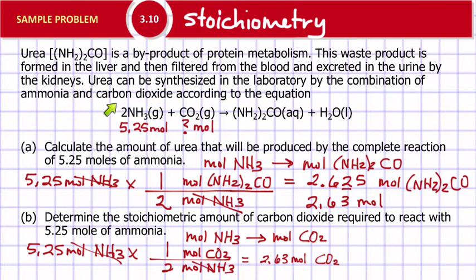If I look at this equation, these answers should make sense. It should take the same number of moles of CO2 to react with that amount of ammonia as the number of moles of this that are produced. Because this says for every 2 molecules of ammonia, I'm going to use up 1 molecule of CO2 and I'm going to produce 1 molecule. So in terms of counting particles, it's the same number.